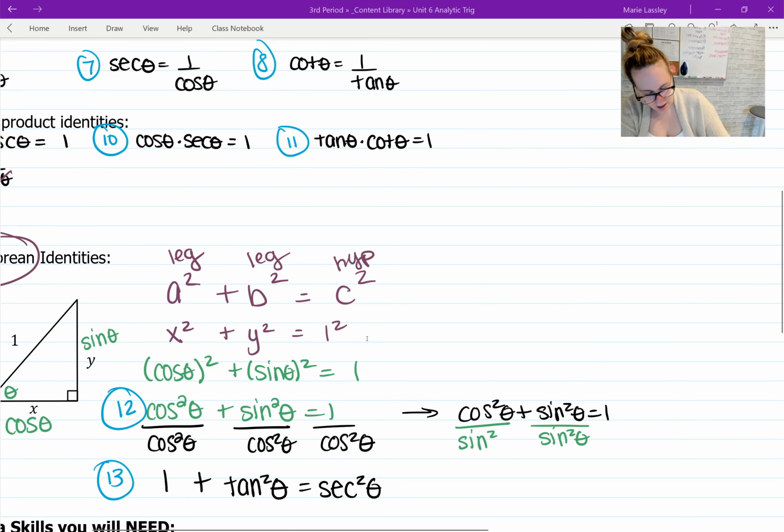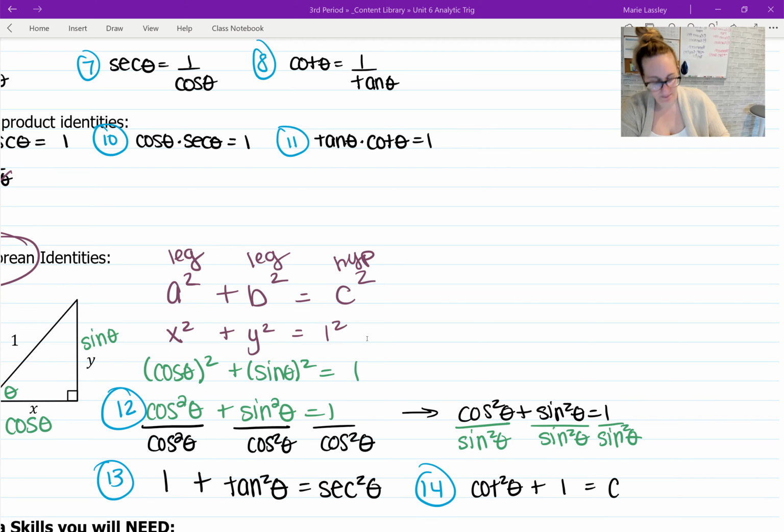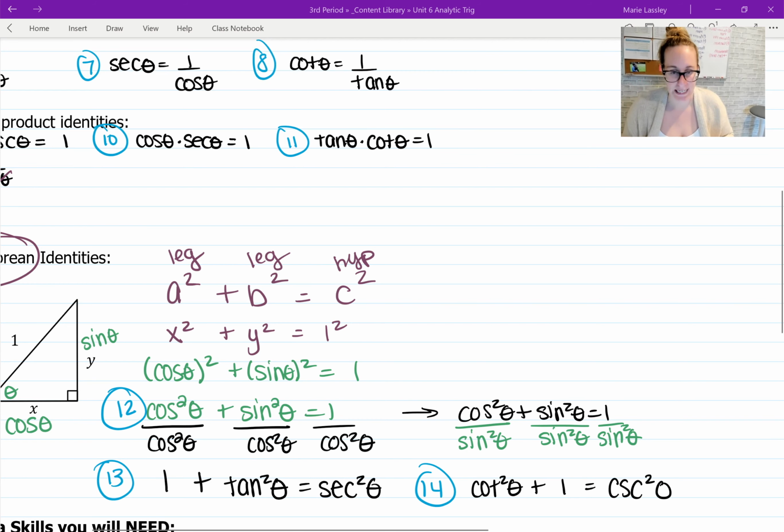All right, so then number 14, we just simplify. Cosine squared over sine squared, that is cotangent squared theta, plus sine squared over sine squared is 1, equals 1 over sine squared, which is cosecant squared theta. And that's it. Those are your fundamental identities. So there's a total of 14.